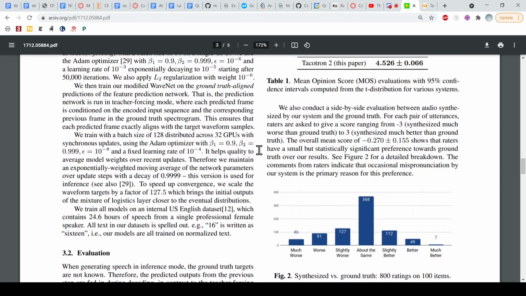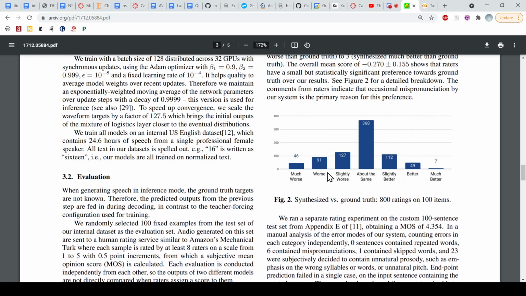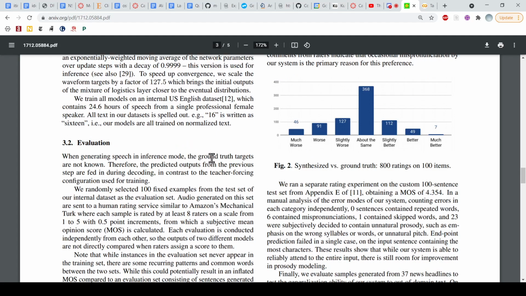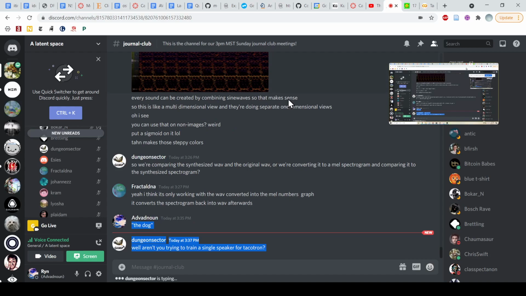And so they have people rate the different outputs of their model. So it's basically like MTurk stuff. Oh, yeah, MTurk. Where they pay a ton of people to rate how well they did. A single speaker. Oh, yeah, that's true. And I guess there's not as much variance within a single speaker. That's a good point. But you'd think there would be at least a little bit of variance depending on... that is a really good point.